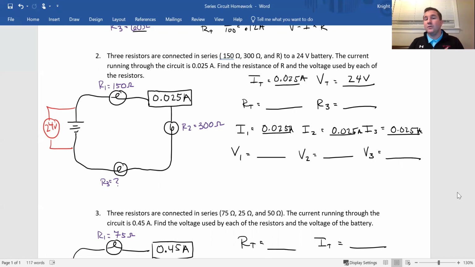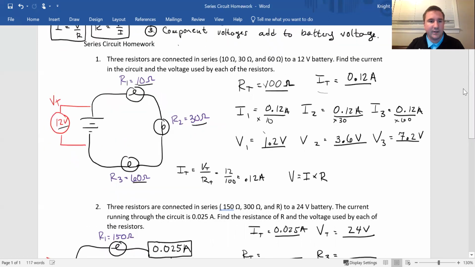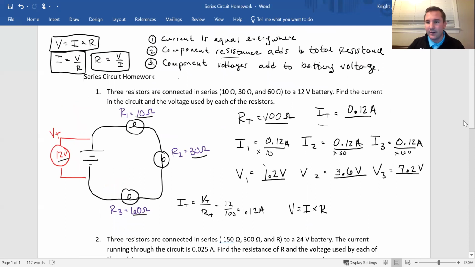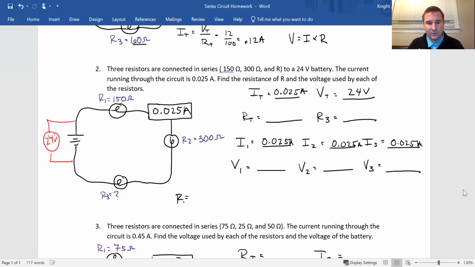We can use total current and total voltage to find total resistance, because of the other part of Ohm's law right here, the one that we haven't used yet: resistance is equal to voltage divided by current. So total resistance equals total voltage divided by total current. Voltage we said was 24. Current we said was 0.025. And we just have to divide those. This I cannot do in my head. I can't even guess. 24 divided by 0.025 is 960. So the total resistance is 960 ohms.